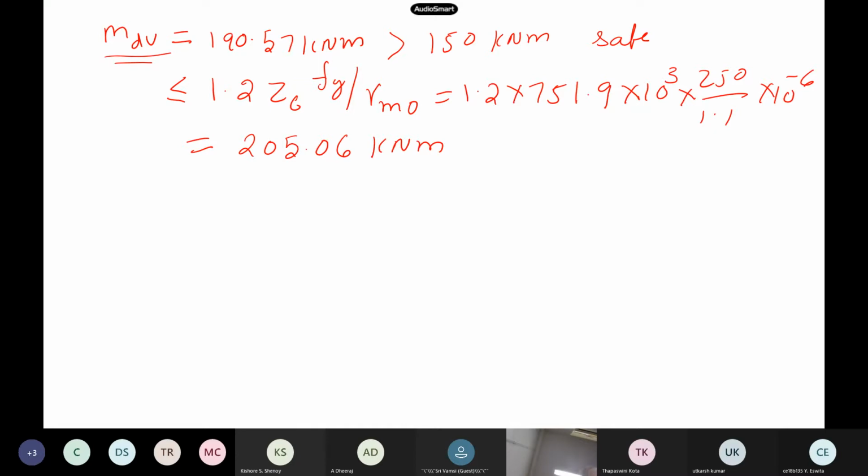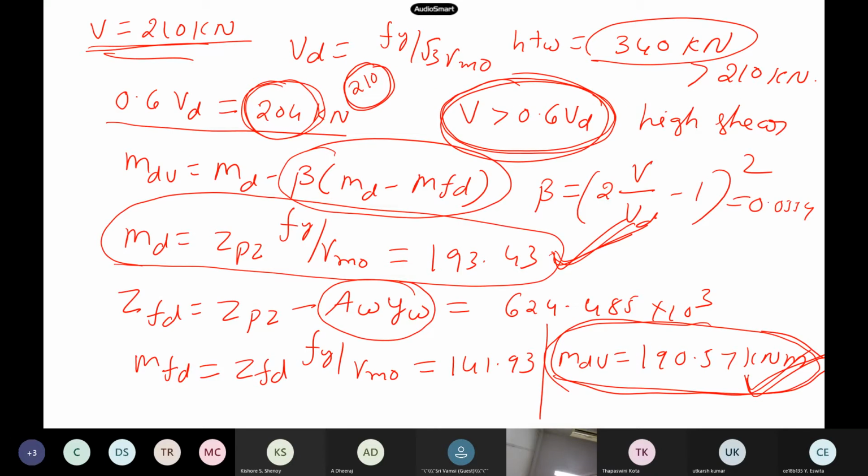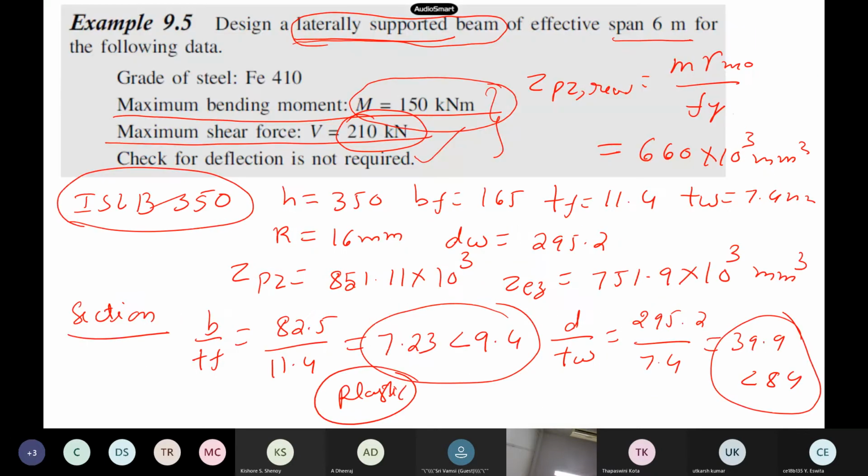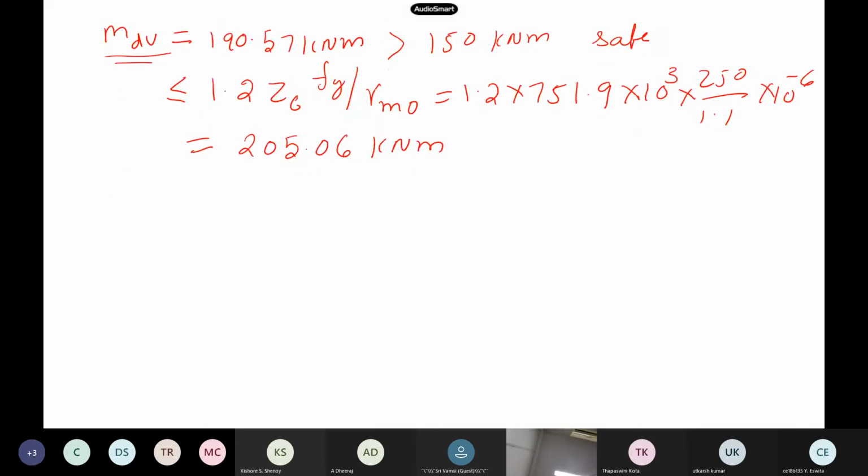Now we have checked the bending capacity and the shear capacity. What is the next step? Now you have to check for what mode of failure? Buckling, local failures. Whether you have to check web buckling or not.